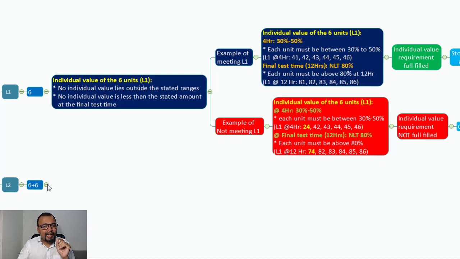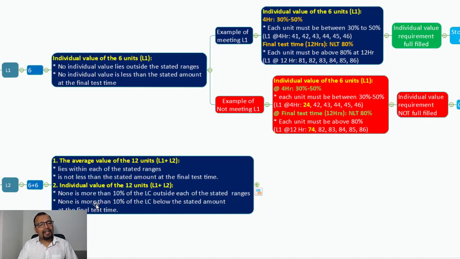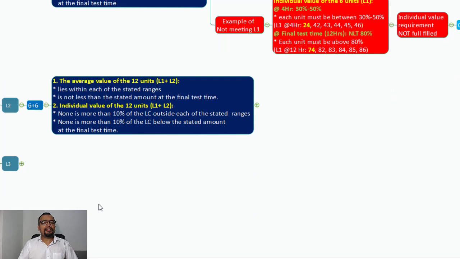So let us understand what the acceptance criteria mentioned at the L2 stage are. For the L2 stage, the average value should lie within each of the stated ranges. The first requirement is that the average value is not less than the stated amount at the final test time. So you are now going to assess the average value first, then the individual values for the 12 units. None is more than 10% of the labeled content outside each of the stated ranges, and none is more than 10% of the label content below the stated amount at the final test time.